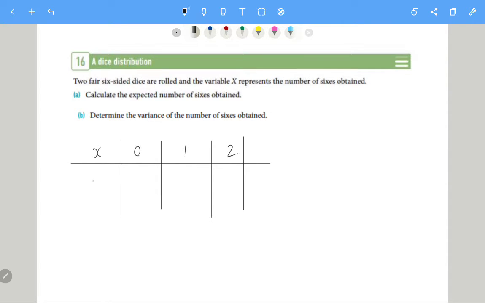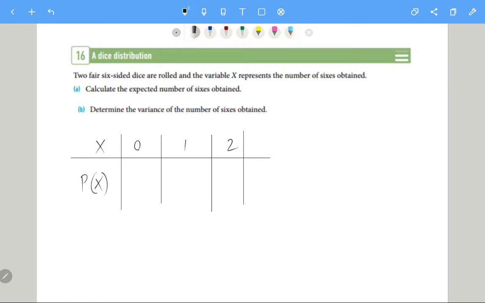So this is x, and p of x. Alrighty, so let's have a think about all of the different outcomes. If I'm trying to work out this probability distribution table, I have to think about all of the different ways I could get it. So let's do the easiest one. How many different ways can I get 2 sixes? Well, there's only one way. It means the first dice roll is a 6, and the second dice roll is a 6. And that means that there's only 1 out of 36 different outcomes that could be achieved that way.